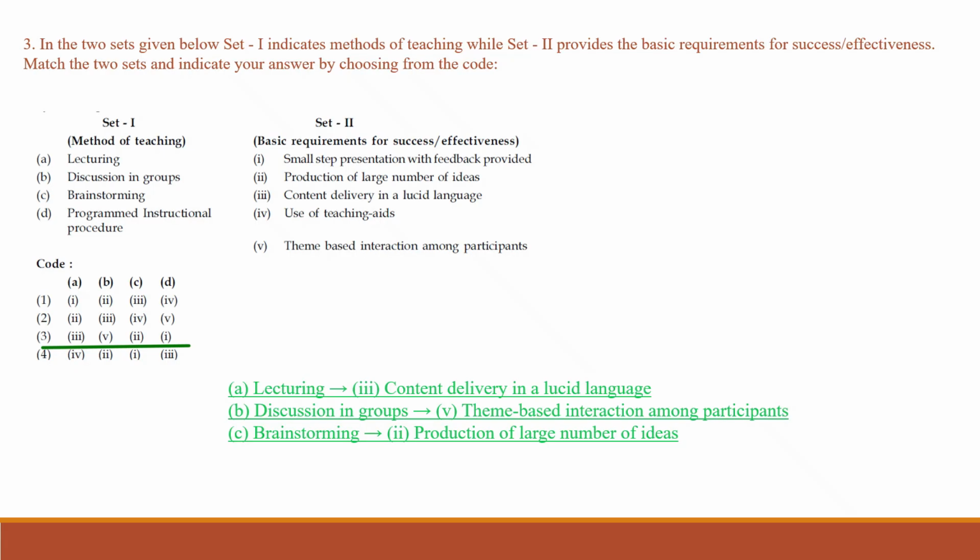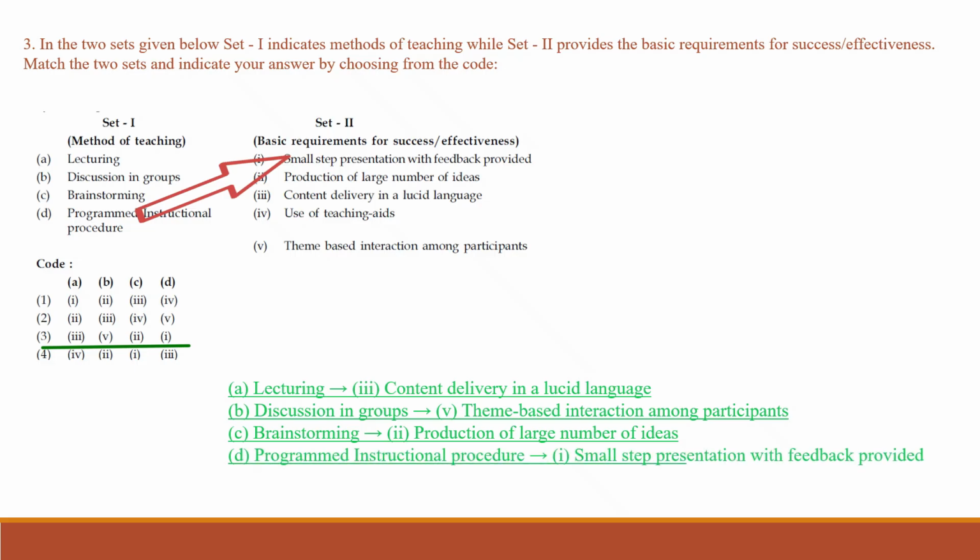Finally, option D, programmed instructional procedure, which is matched with 1 of set 2, small steps with immediate feedback. Wherever you see small steps plus feedback, immediately think of programmed instruction. It is explained by B.F. Skinner. So all the matches are correct. So the right answer is code 3.